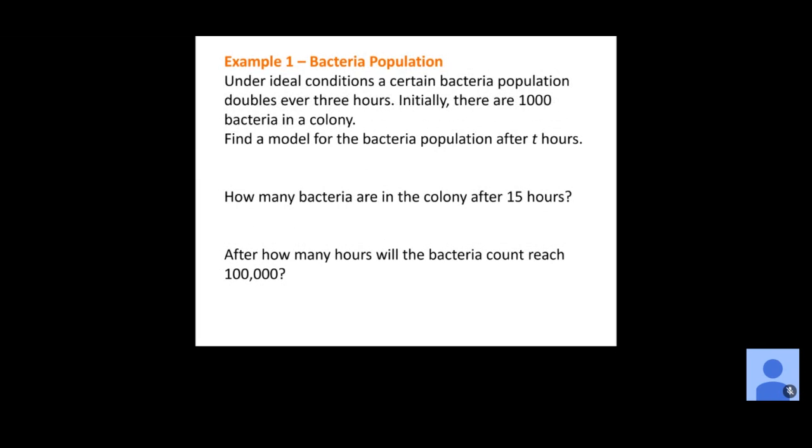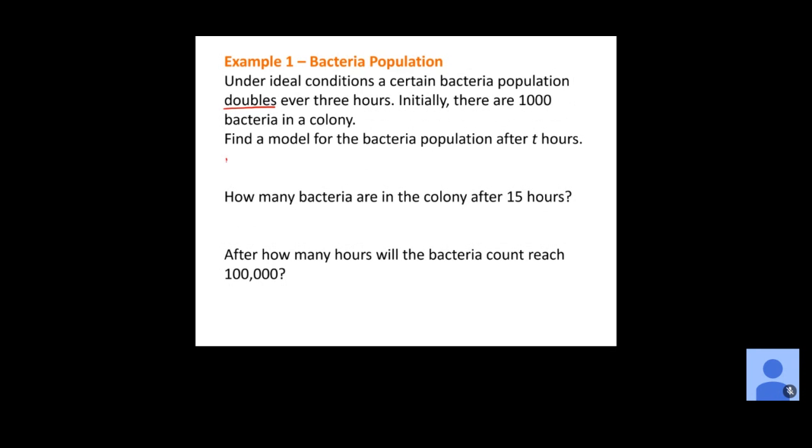All right, so under ideal conditions, a certain bacteria population doubles every 3 hours. Initially, there are 1,000 bacteria in the colony. So we want to find a model for the bacteria population after t hours. So we're going to use that doubling time formula, and that's because I see this keyword right here that our population doubles every 3 hours.